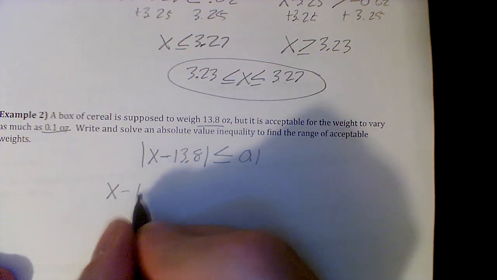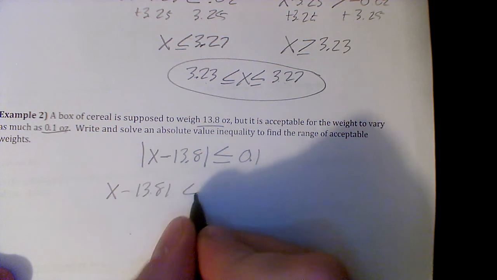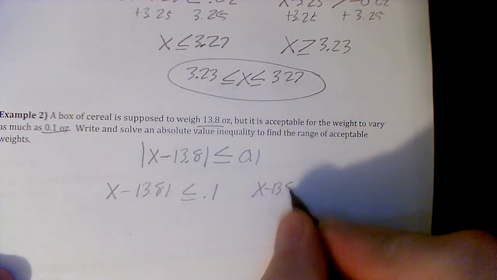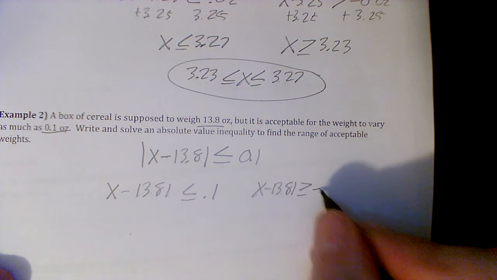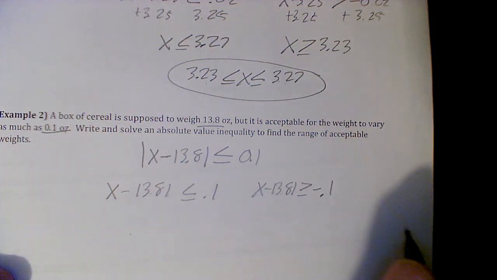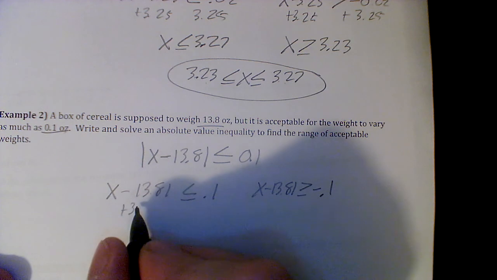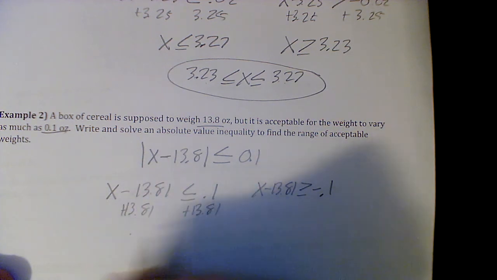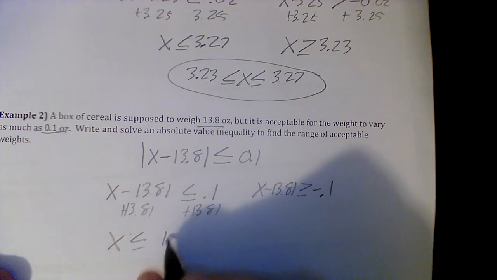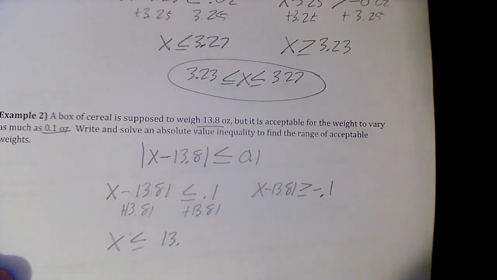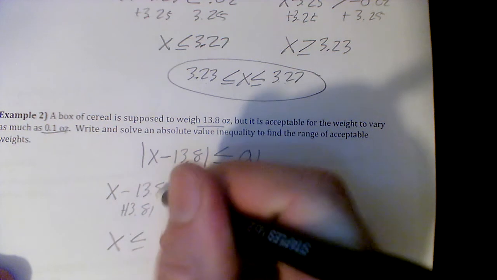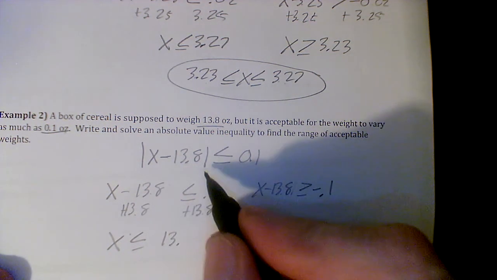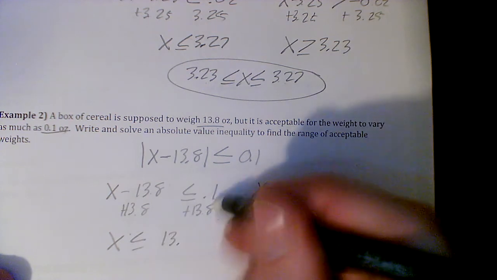We say x minus 13.8 is less than or equal to 0.1. And we also say x minus 13.8 is greater than or equal to negative 0.1. Alright, we add 13.8 plus 13.8. Oh, where'd I get that one? I shouldn't be putting that one on there. That was the absolute value sign I had in there. Let me take that out on both sides. I saw this as a 1. It's just 13.8. Sorry about that.